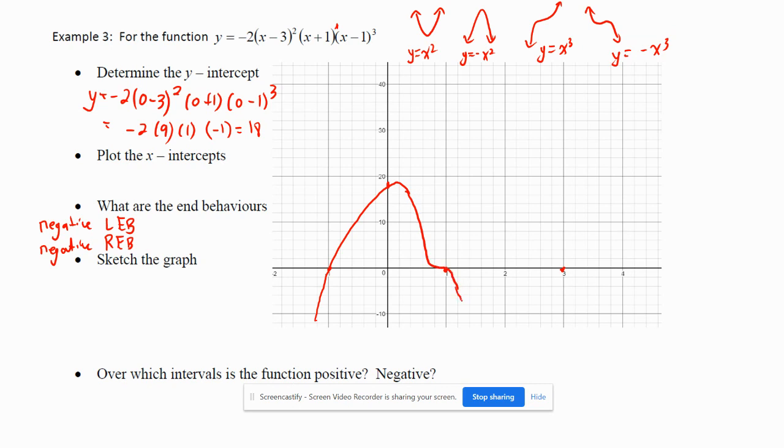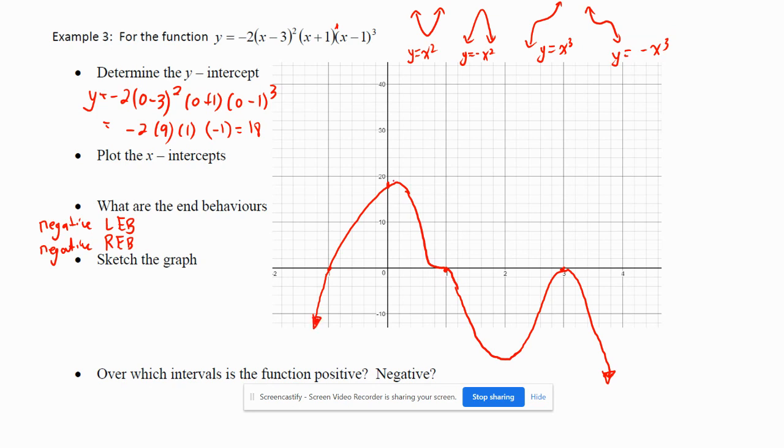So it's going to go down like this, and now it's going to come back up. And at x equals positive 3, it's corresponding to this one over here. We have a multiplicity of 2, which means the graph is tangent to the curve. So it's going to look something like this. Okay.